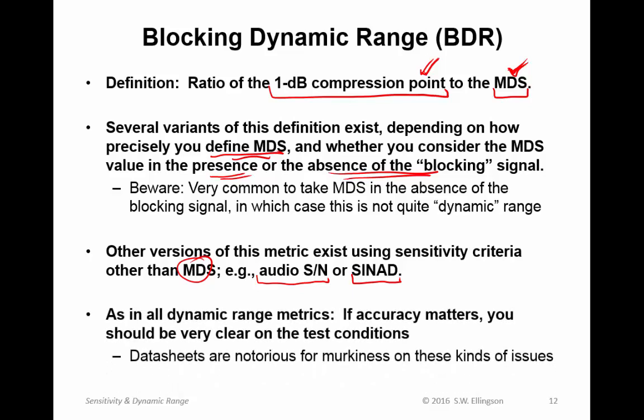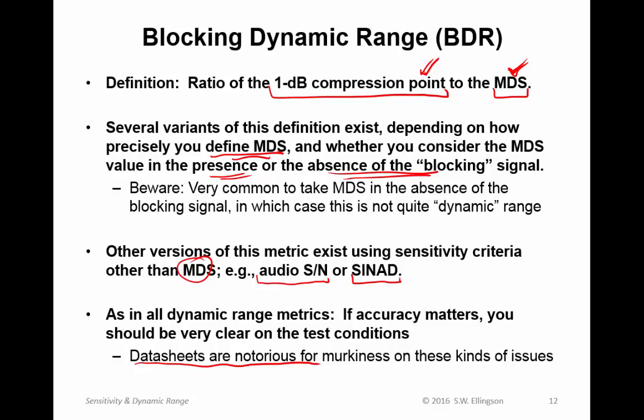And as in all dynamic range metrics, if accuracy matters, you have to be very, very clear on the test conditions. Already I've shown probably half a dozen ways in which these tests can differ in subtle ways. And I'll point out here that data sheets are notorious for their murkiness on this kind of issue. So it's very common to pull up a data sheet for some receiver, for example, and it'll say simply blocking dynamic range is this. Well, that doesn't really tell you a whole lot.